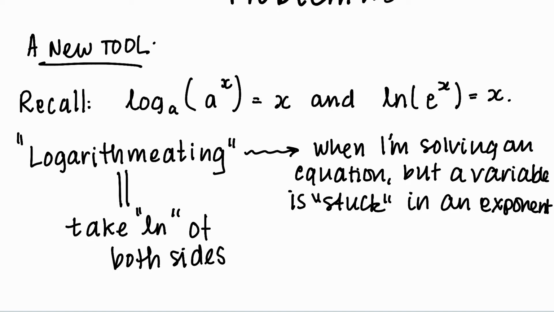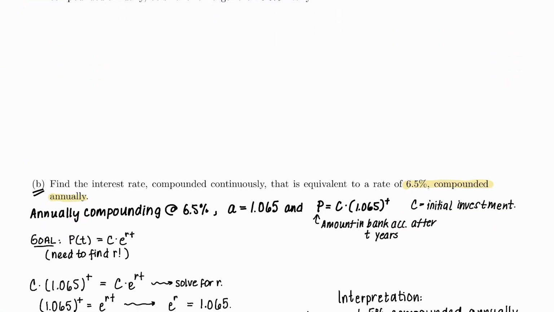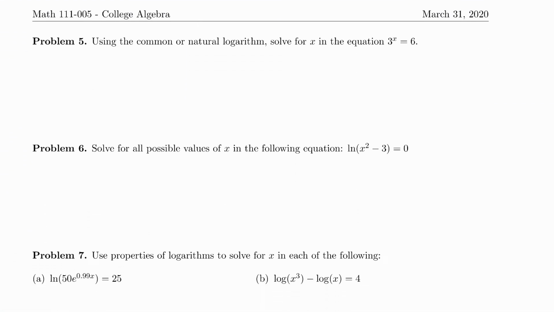So since this is a college algebra class, we're not going to spend any time at all talking about why you can do this. But turns out you can, and it's a new thing we're going to use a lot. It's going to be really helpful and fun and happy, okay? I think this is probably best seen with an example, so let's take a look at problem number 5. Using the common logarithm, common or natural logarithm. Remember, common logarithm is base 10, natural logarithm base e. We want to solve for x in the equation 3 to the x is equal to 6.